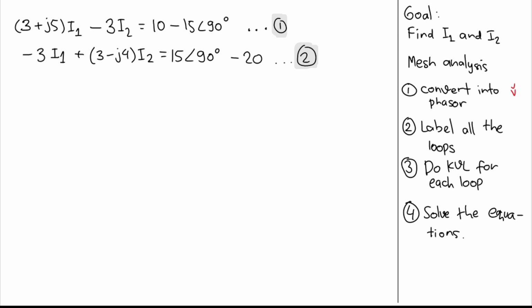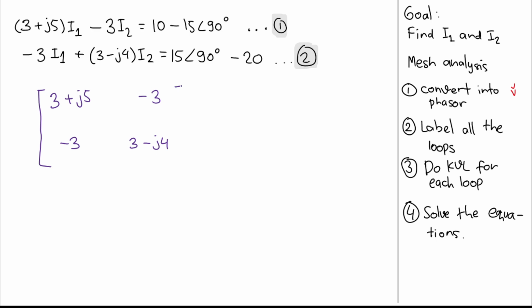Okay, now we have two equations and two variables. Let's rewrite that in matrix form. So I will have a very big matrix here, and let's rewrite the coefficients. I will have 3 plus j5, and then minus 3 here. Then I will have minus 3 here, and here I will have 3 minus j4.